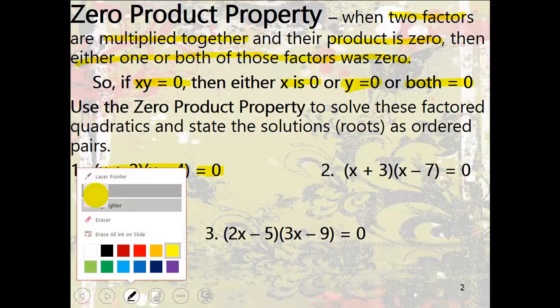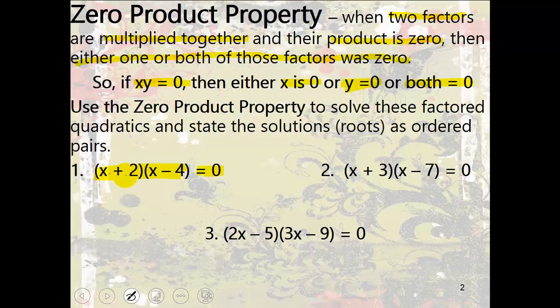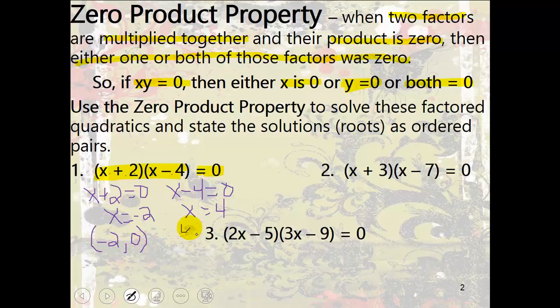So we set them equal to 0, and we solve each of them. Okay, so if x plus 2 times x minus 4 has to equal 0, then x plus 2 had to equal 0, or x minus 4 would have had to equal 0. So in this case, x would equal -2, x would equal 4. We just are solving. And then as a solution, like on the graph, it would have been (-2, 0) and (4, 0). So these are nice because they've already factored them for us so that we could just practice the zero product property.